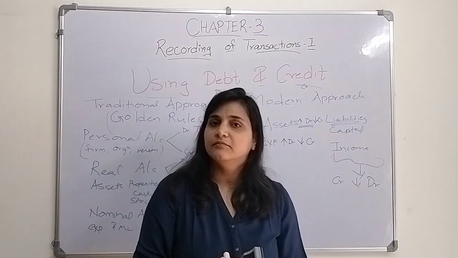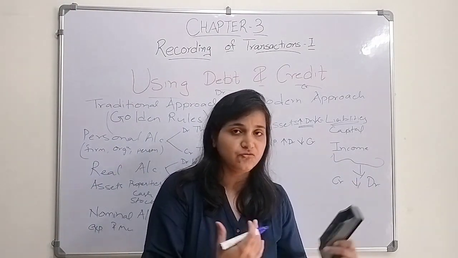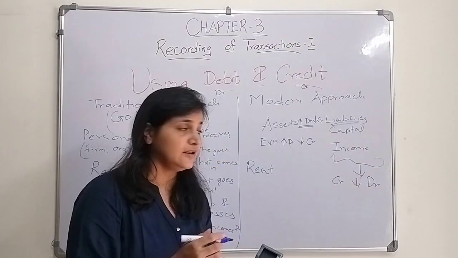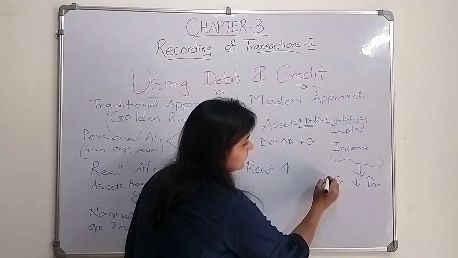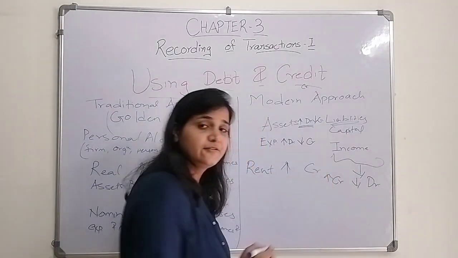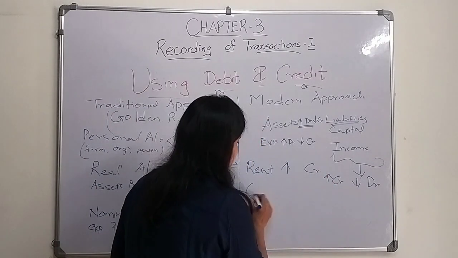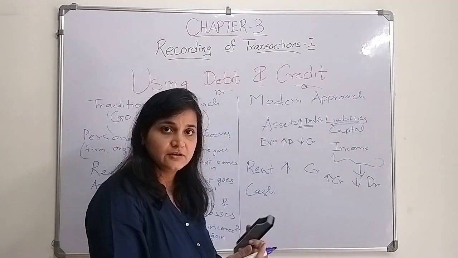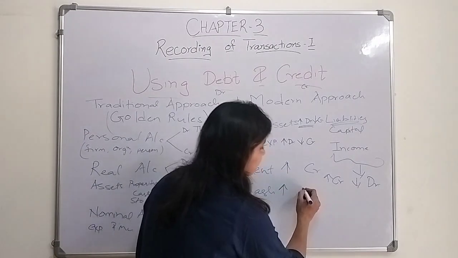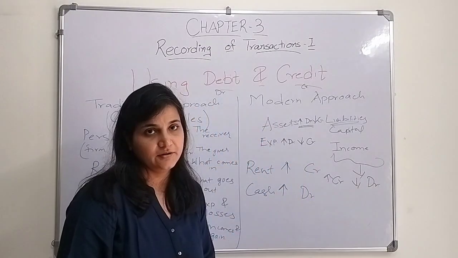Now income, the rent income which I received for my godown. My rent is an income. It increases. What will I do? I will credit it in the form of cash. I received that income. What happens to cash? Cash also increases. I will debit it.